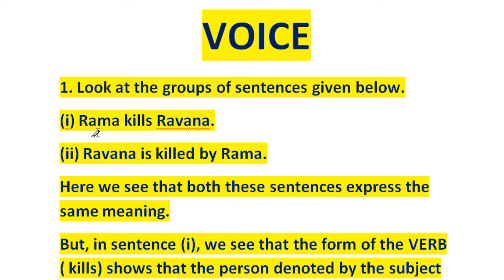Therefore, actually the form of the verb shows that the doer denoted by the subject Rama does something. Therefore, this verb is said to be in the active voice because the doer denoted by the subject does something. The form of the verb shows that the doer denoted by the subject does something. So, this verb is said to be in the active voice. Here, in active voice, the doer is more important than the action.